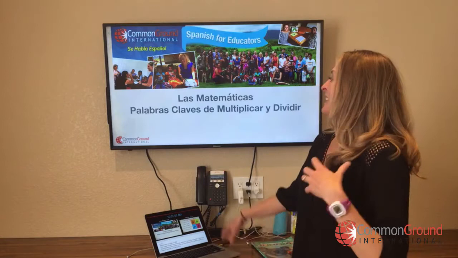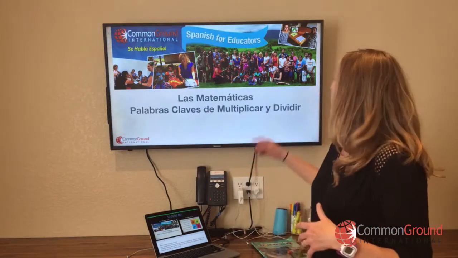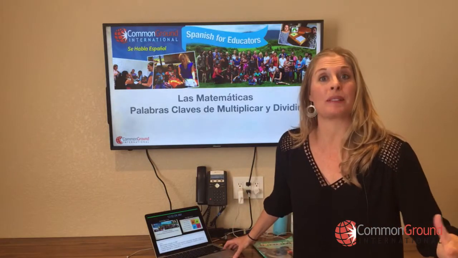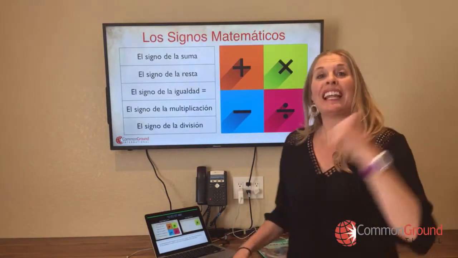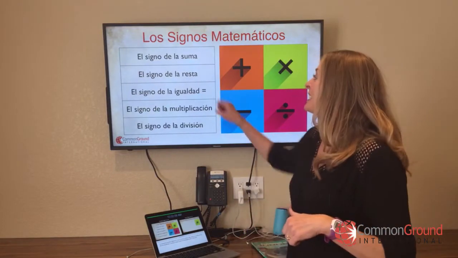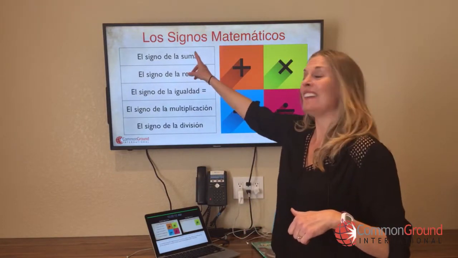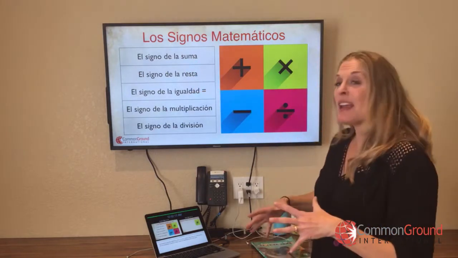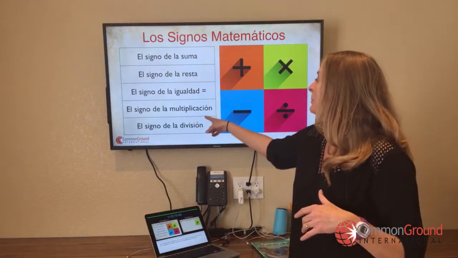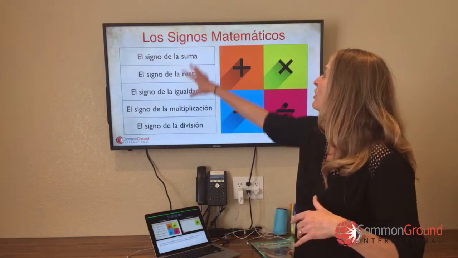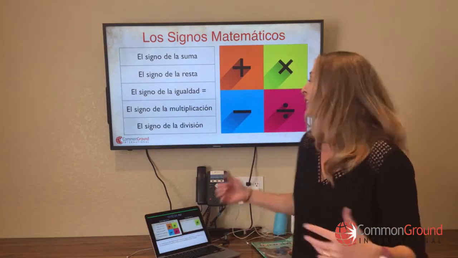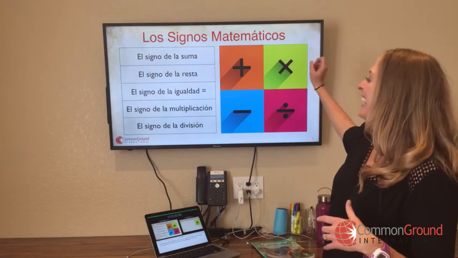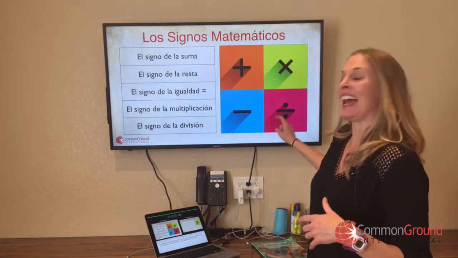Excelente. Ok, entonces palabras claves de la multiplicación y división. Ok, palabras claves are key words and verbs that we need. So, en la lección pasada hablamos del signo de sumar y restar, ¿ok? Hoy vamos a hablar de la multiplicación y la división. So, esos son los signos matemáticos, ¿ok? El signo de la multiplicación aquí y el signo de la división aquí.